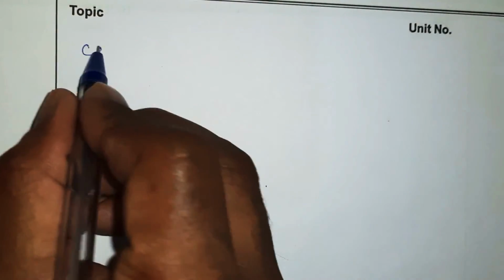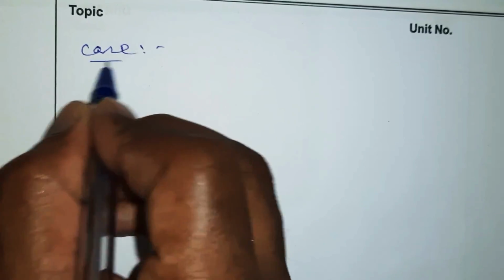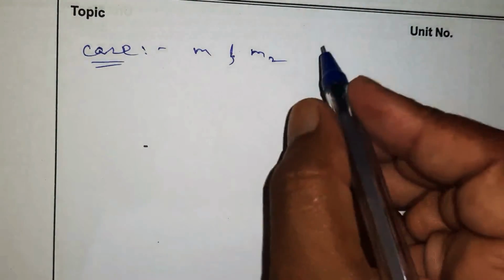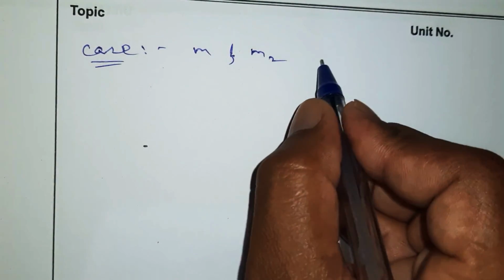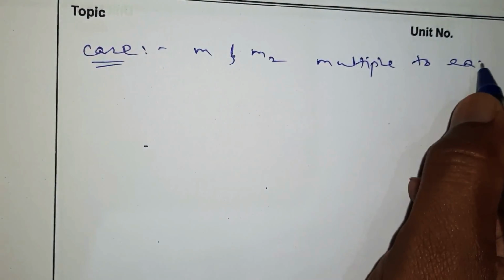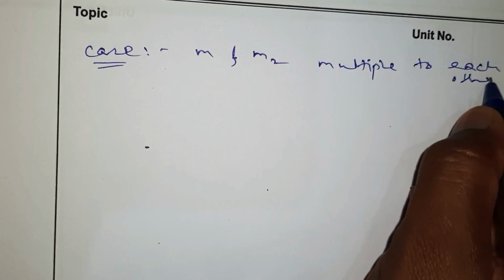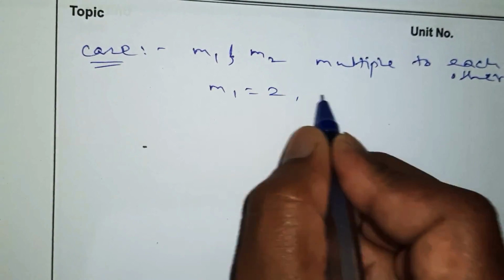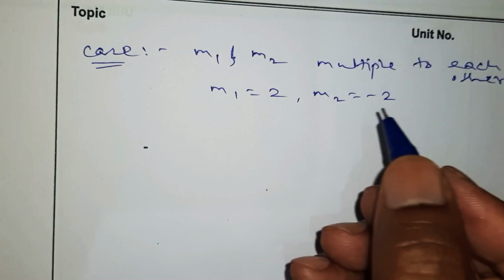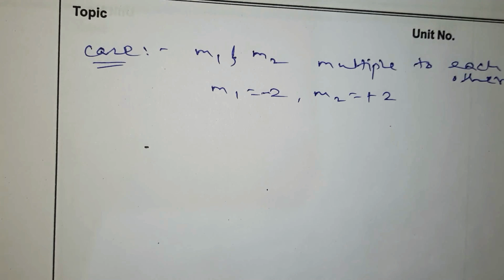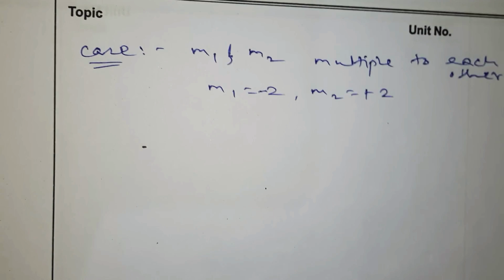Then the third one, case third. If I take case third here, that is m1 and m2, two real roots, and they differ by an integer, means multiples of each other. What is the meaning of this? It differs by an integer, means suppose m1 is equal to 2 and m2 is equal to minus 2, like that. Or you may take minus 2 and plus 2, or 2 and 4, like that.